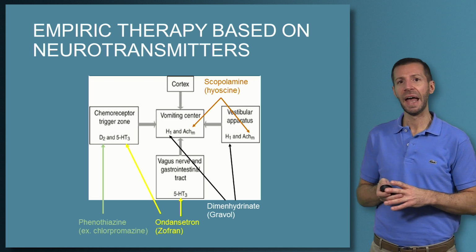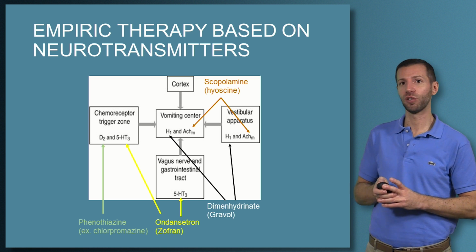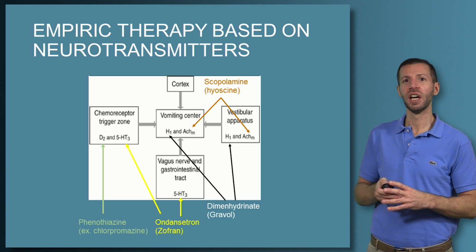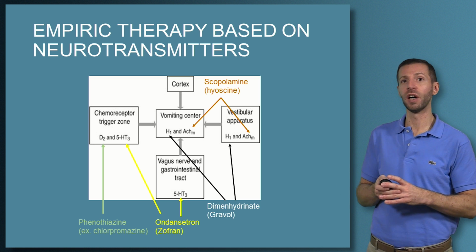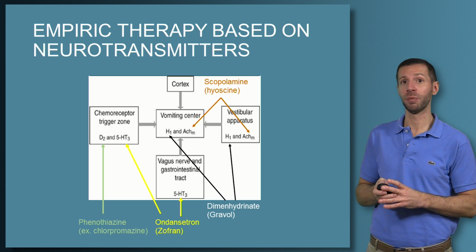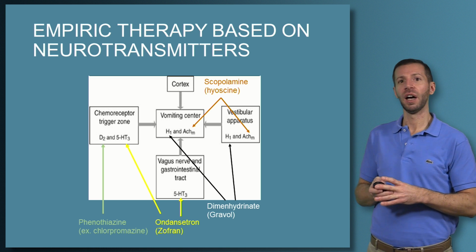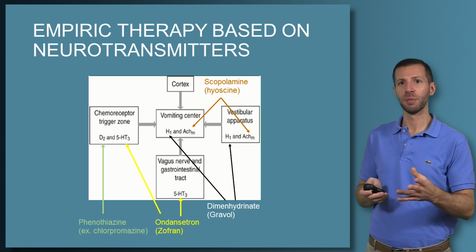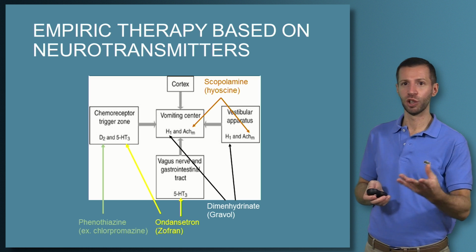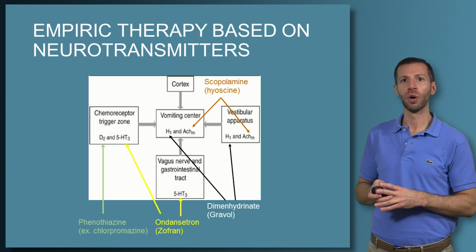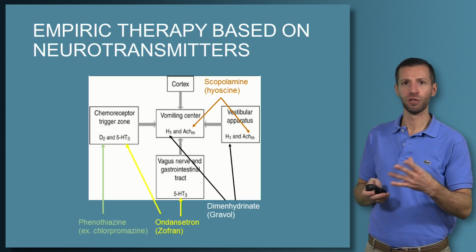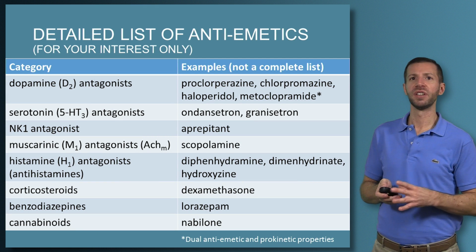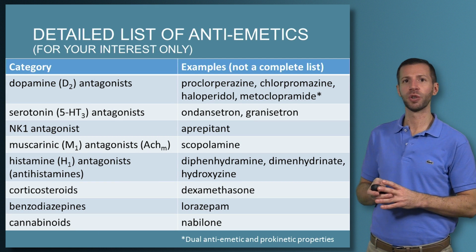And again, the details in terms of the drug names are not so important at this point, but understanding the physiology of how vomiting occurs and the neurotransmitters involved really helps you understand how the pharmacotherapy works. Another example is the vestibular apparatus, for which histamine 1 receptors and muscarinic 1 receptors may be important. So things like dimenhydrinate, which is Gravol, or scopolamine, which is often used for motion sickness, work based on those receptors. So this is a more detailed list of antiemetics using the neurotransmitter-based approach.